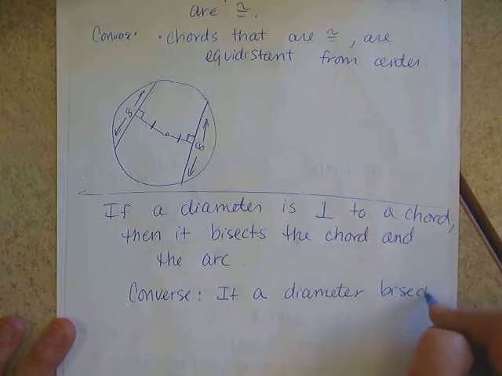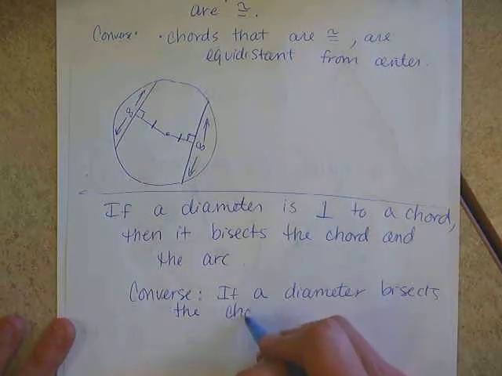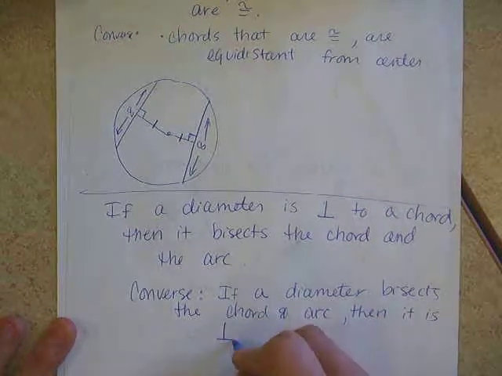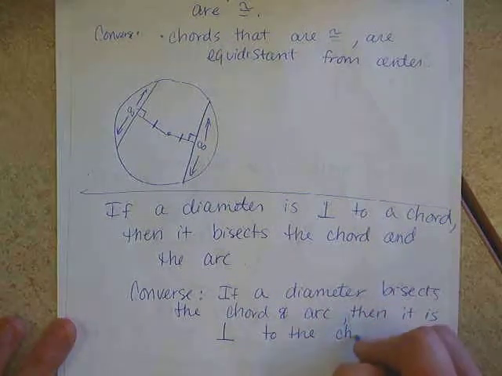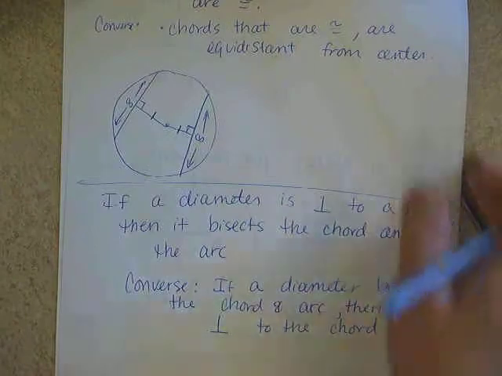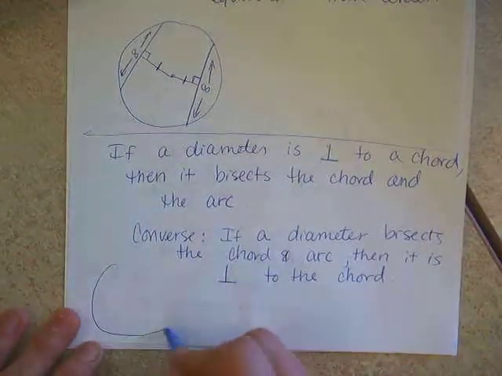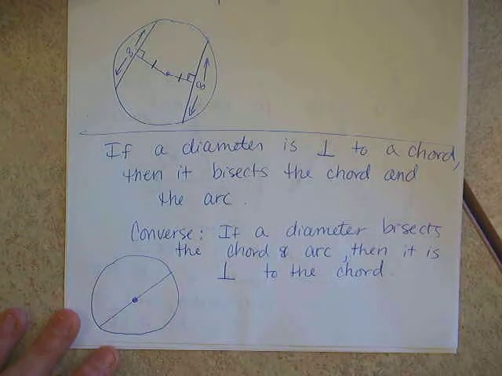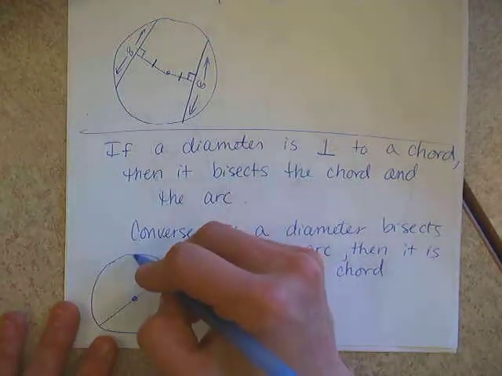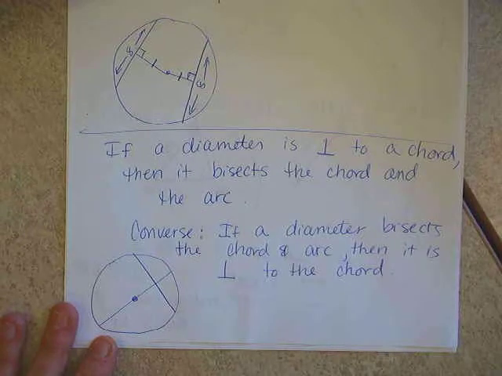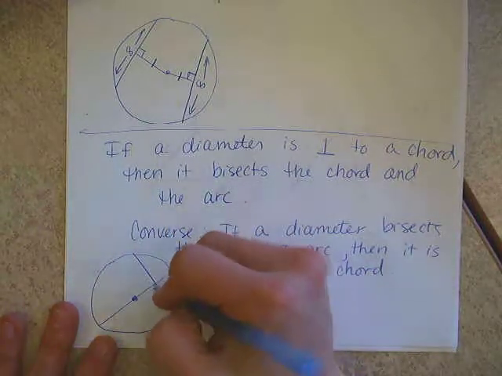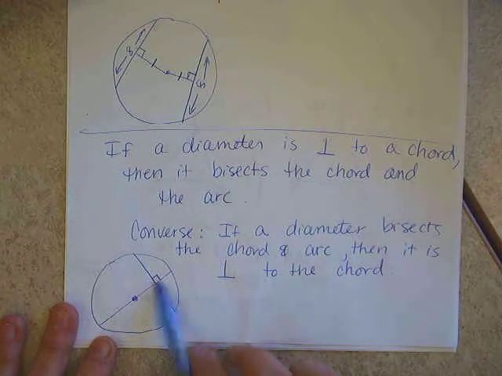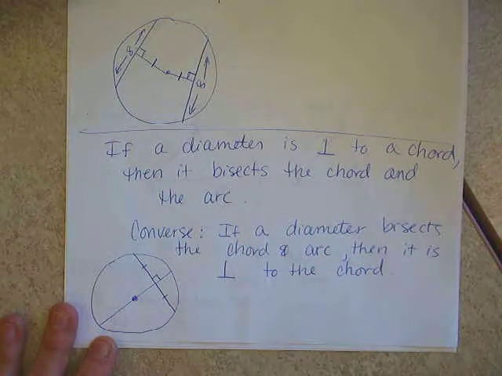The converse also works. If a diameter bisects the chord and arc, then it is perpendicular to the chord. Corresponding drawing would be here, draw a diameter and draw a chord that is perpendicular.